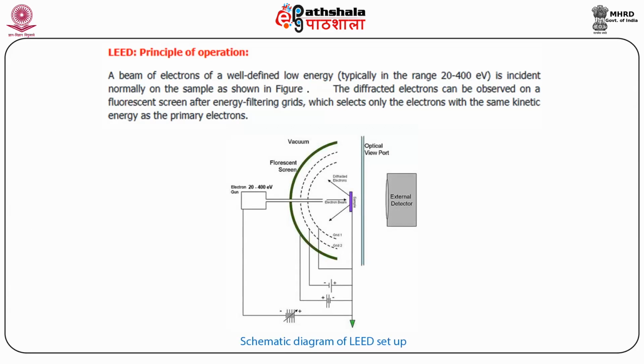Principle of operation: a beam of electrons of a well-defined low energy, typically in the range 20 to 400 electron volts, is incident normally on the sample as shown in this figure. The diffracted electrons can be observed on a fluorescent screen after energy filtering grids, which select only the electrons with the same kinetic energy as the primary electron.